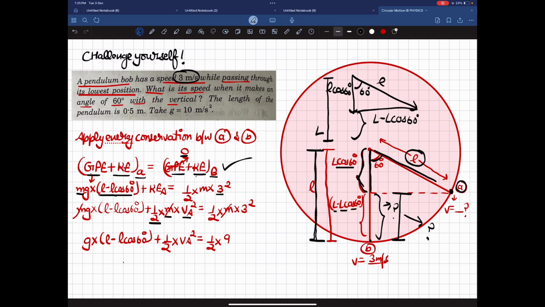Now you will just have to solve this value. I have not solved it. You can just put it in the calculator, you'll get the answer. I hope you're getting the concept. We just needed to find the height between point A and B, and for that we have used a little bit of maths using trigonometry. We know that this is L, so this should be L cos 60 and the total length is L. So the remaining section, if you want to find out, it will be L minus L cos 60. Then it's just basic physics with energy conservation. Alright?